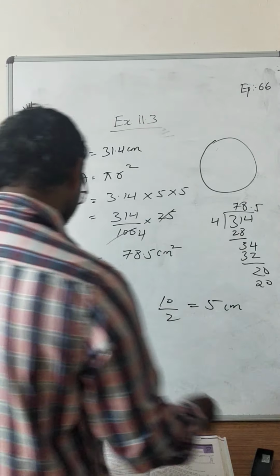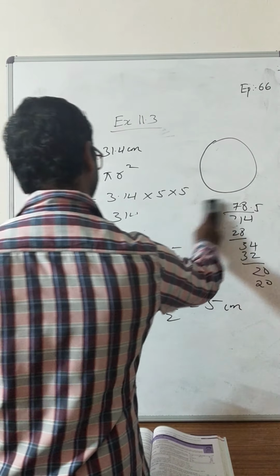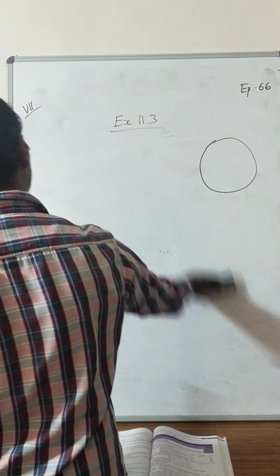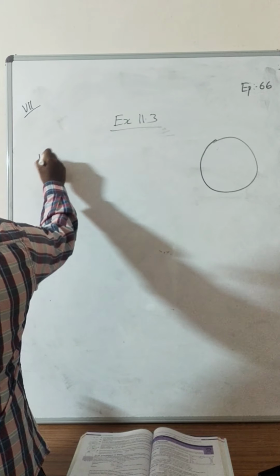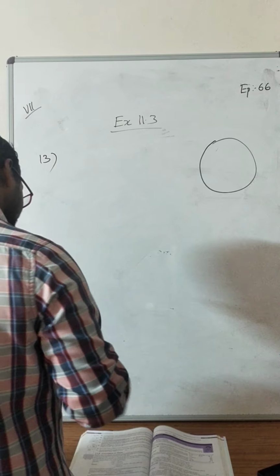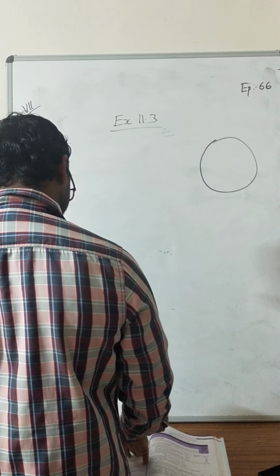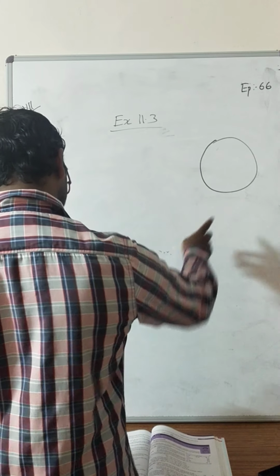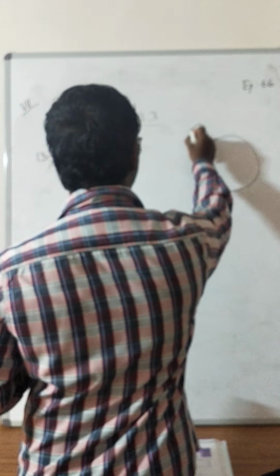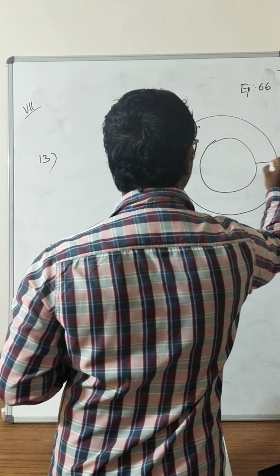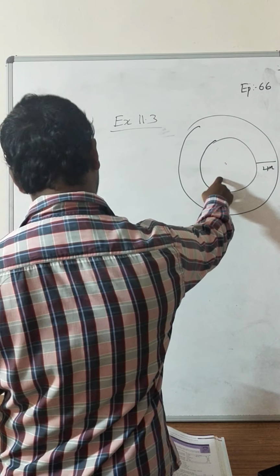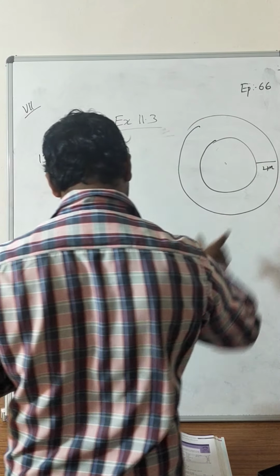Okay, students. Now look at the 13th one. A circular flower bed is surrounded by a path 4 meter wide. The diameter of the flower bed is 66 meter. What is the area of the path? So we have a circular flower bed like this. This is surrounded by a path which is 4 meter wide. This is our circular flower bed.